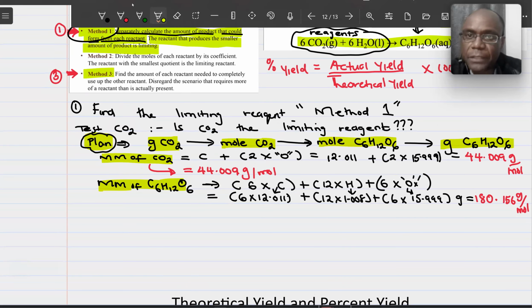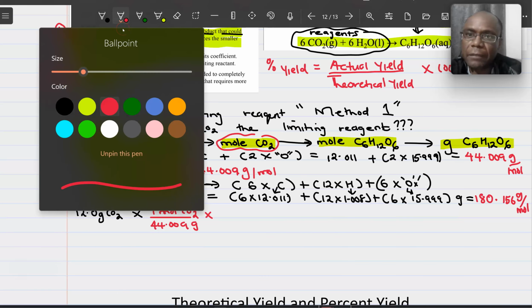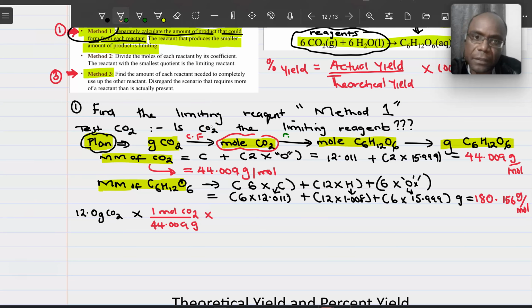So let's see, if CO2 is limiting, what is the actual product amount, which is the glucose amount. So we're going to write the dimensional analysis: 12 grams of CO2. We're going to multiply it by the first conversion factor. Every 1 mole of CO2, remember we want to get to the moles of CO2, is equivalent to its molar mass, 44.009 grams per mole. That is conversion factor 1.